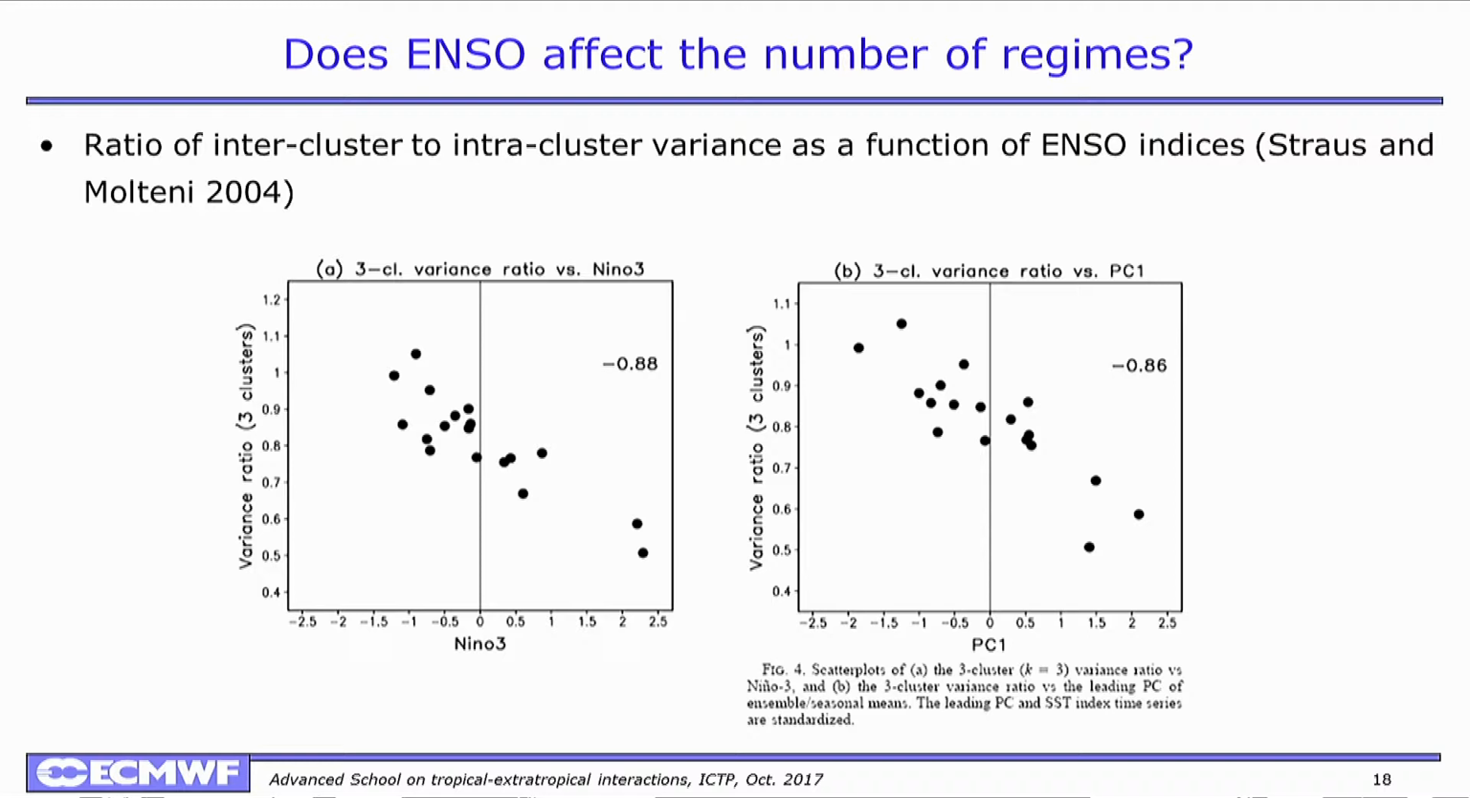In this case, this was done similarly, but plotting the data as a function of the first principal component of the North Pacific variability on the seasonal scale, which is actually the mean response to ENSO. So again, this gives the same message.